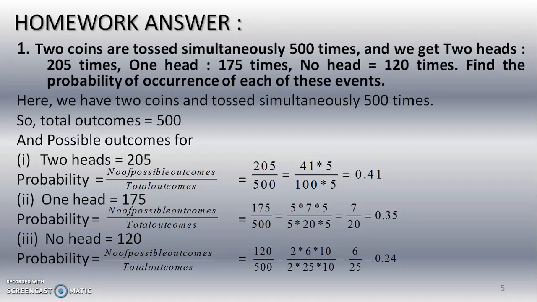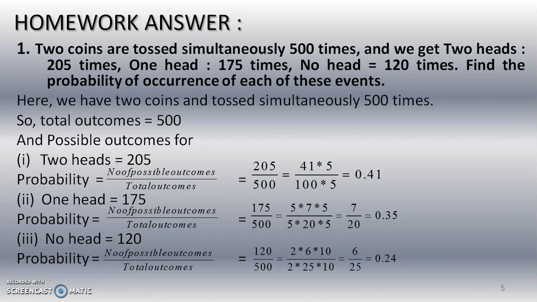It's the homework answer. First question is, two coins are tossed simultaneously 500 times. Means total outcomes 500. And we get two heads 205 times, one head 175 times and no head 120 times. Find the probability of occurrence of each of these events.